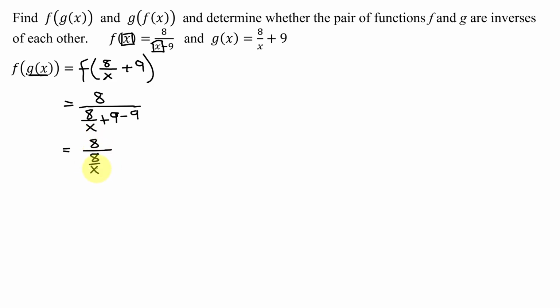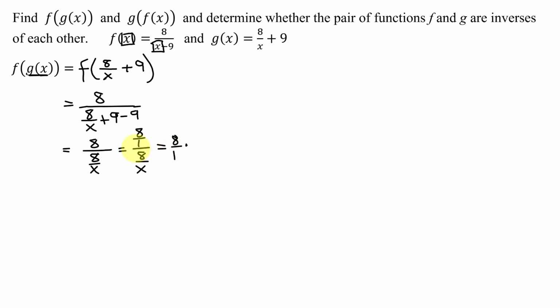So I need to divide a whole number by a fraction. So you turn the numerator, the whole number, into a fraction by dividing it by 1. So I get 8 over 1 divided by 8 over x. And then how do you divide fractions? You take the fraction in the numerator, leave it alone. So I get 8 divided by 1.